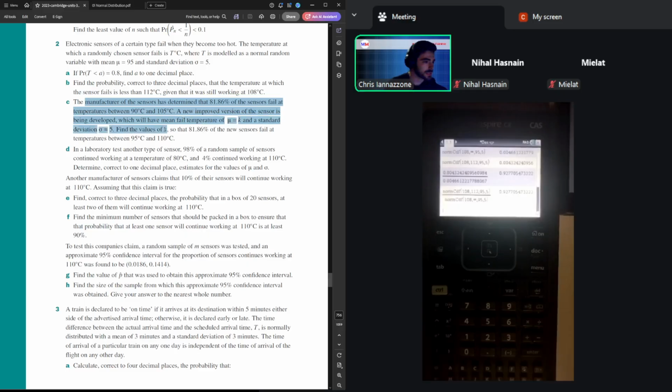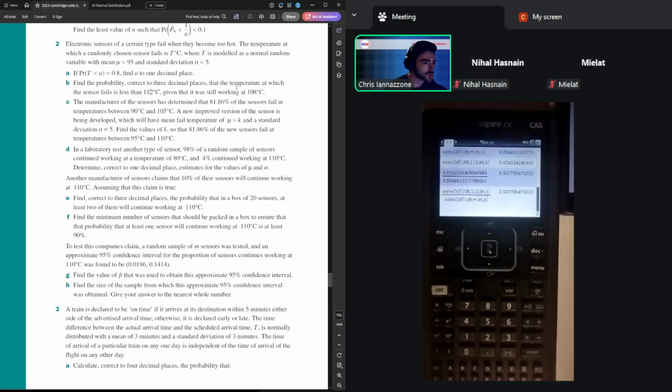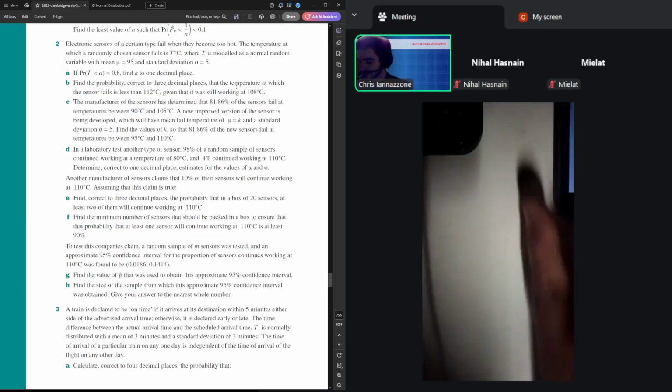Okay, part C. Manufacturer has determined that 81-ish% of the sensors fail between 90 and 105. A new improved version of the sensor will have a new mean and the same standard deviation. Find the values, plural, of k, such that 81.86% of the new sensors now fail between 95 and 110. Cool. So we've got two separate things going on there. It says find the value of k, which is a mean. That's the thing we're trying to solve.